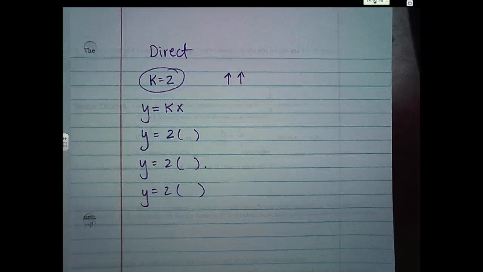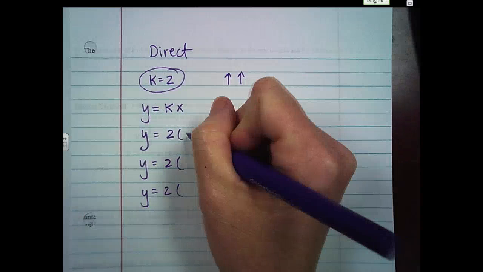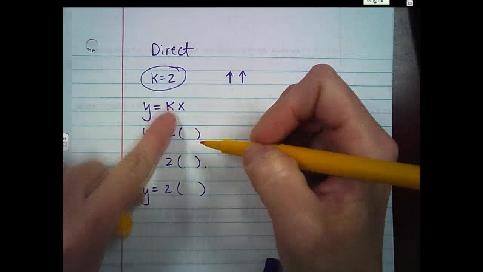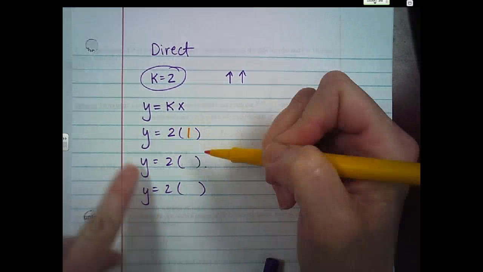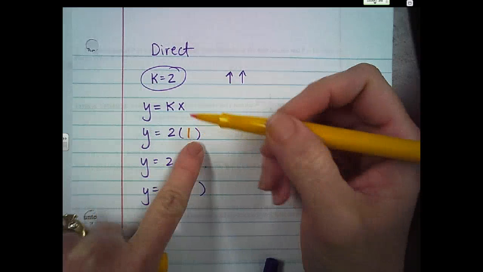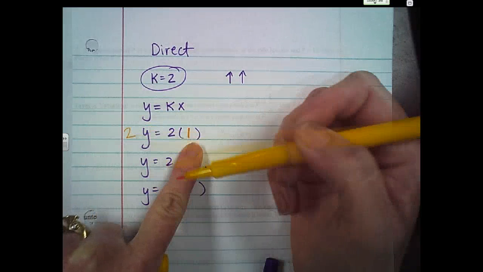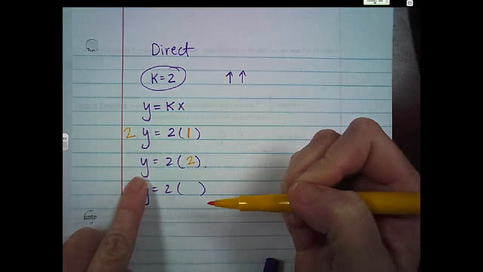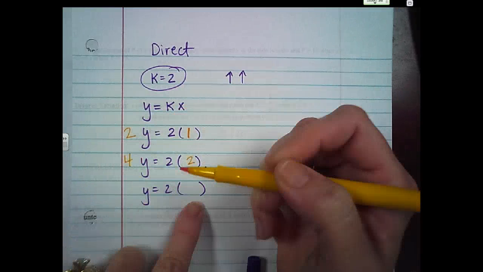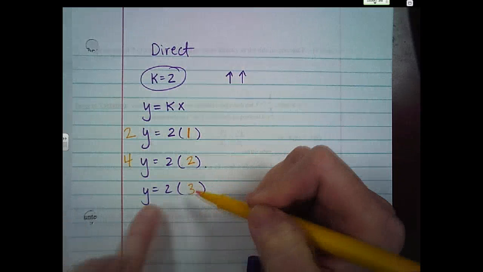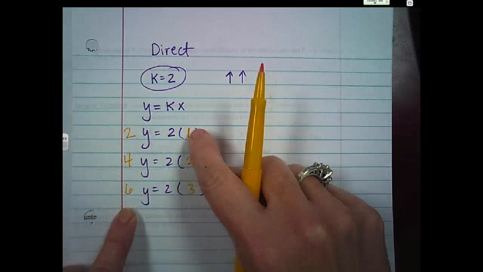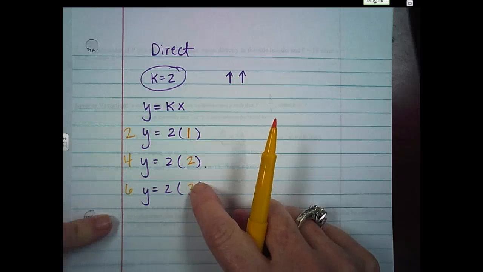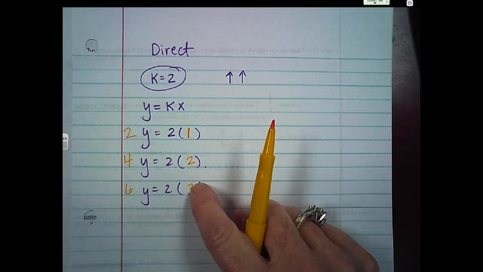So I'm going to do this several times here just to show you something. Now, if my constant is 2 and x is 1, what's y? 2 times 1 is 2. Then if I make x worth 2, y is how much? Becomes 4. If I make x worth 3, then y is worth 6. So as x gets bigger, 1, 2, 3, y gets bigger, 2, 4, 6, right? That is what they call a direct relationship.